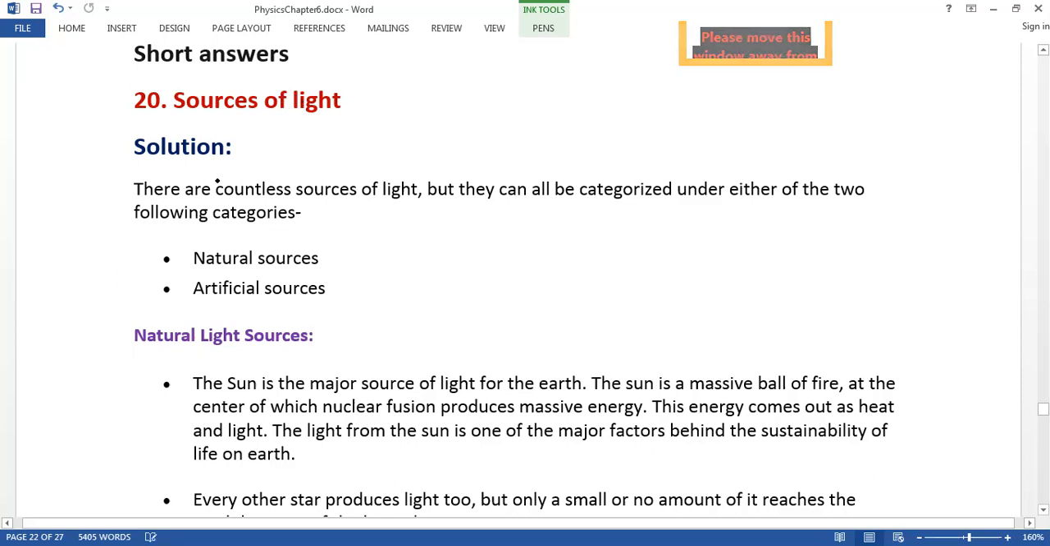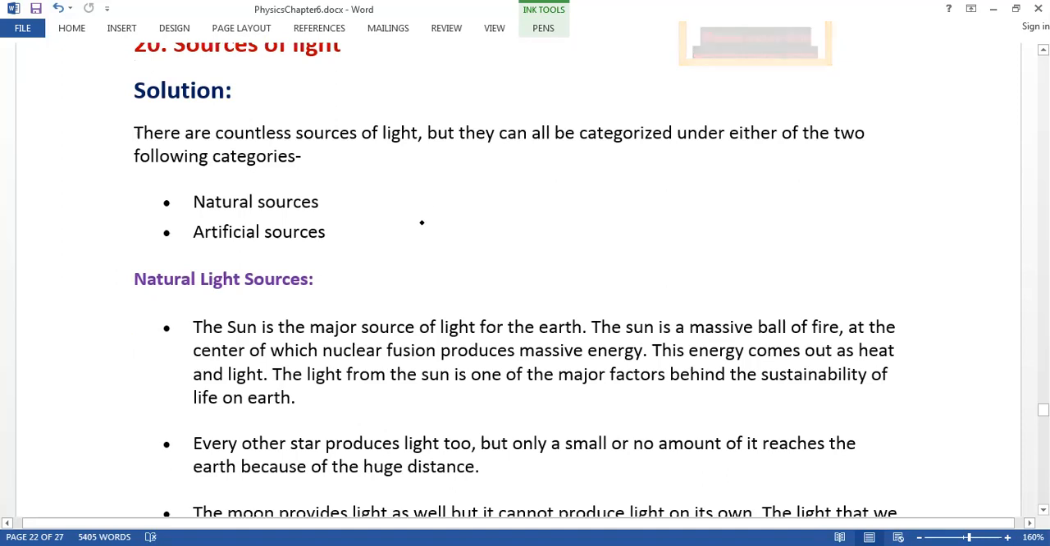So there are many, you can say countless, sources of light in the universe. Let us broadly categorize them into two types. The sources of light are divided into two types: first one is natural sources and second one is artificial sources. So light can be categorized into two types, natural sources and artificial sources. Let us read one by one.